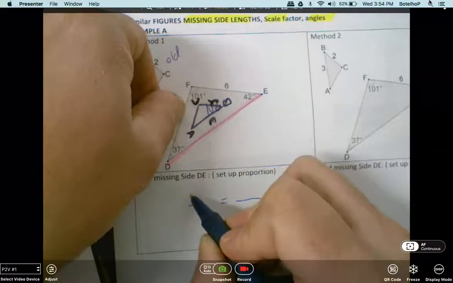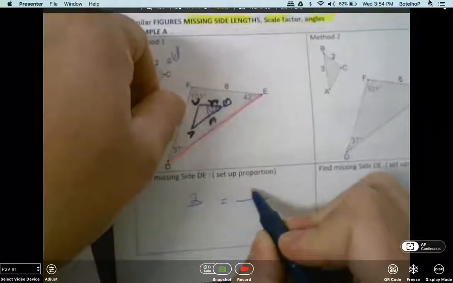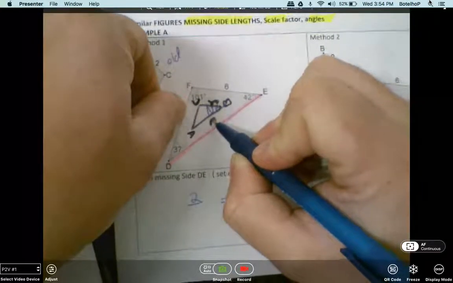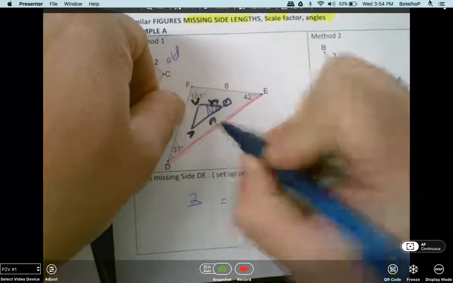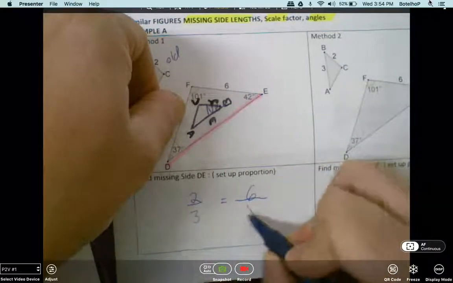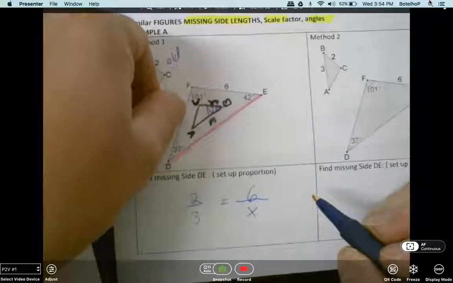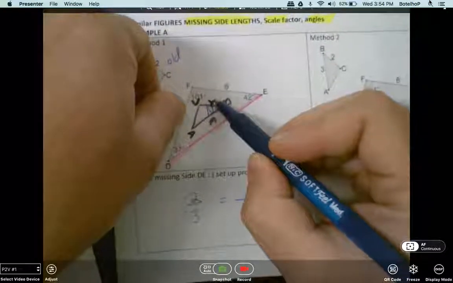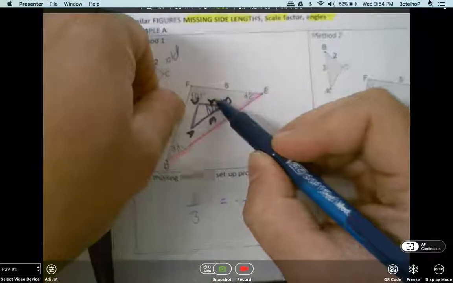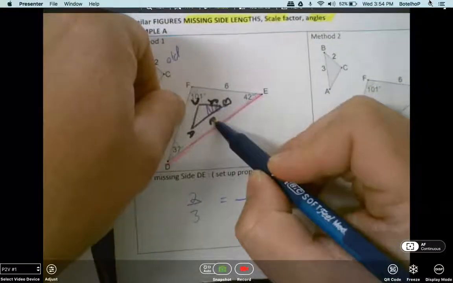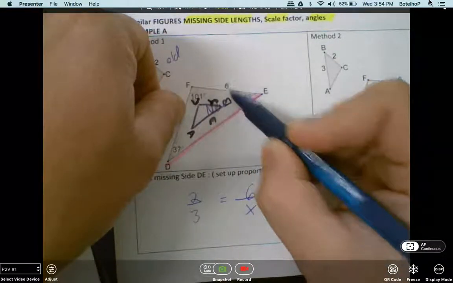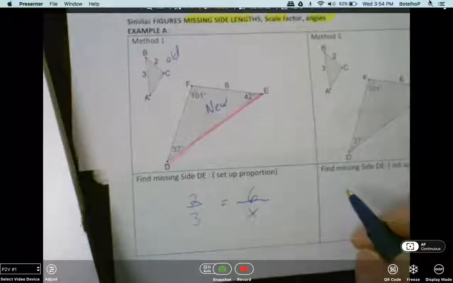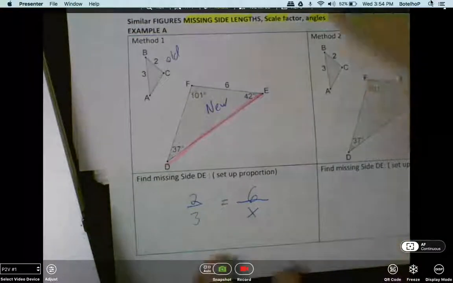So I'll write 2 corresponds to 6, and you can see here 3 corresponds to x. Now you have your proportion, and again, if you think back to the Maria video, she just did one triangle at a time. 2 goes to 3 should equal 6 going to x, and you have to keep that order straight. Now to solve the actual proportion, I'm going to give you 2 different methods.